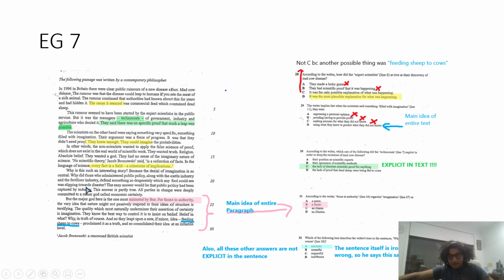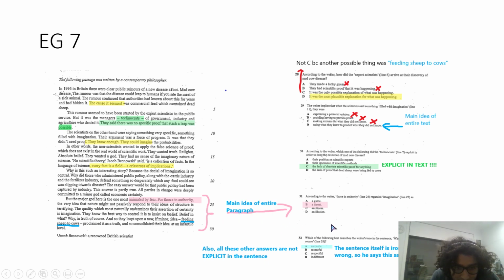Now, let's look at the main idea of this last paragraph. But the major god here is the one most animated by fear. For those in authority, so this whole idea is about fear, right? It's all about the fear of the control going away. They know the best way to control is to insist on belief. So it's talking about control and fear, right? So they're regarding imagination as what? A threat. Okay, 32.